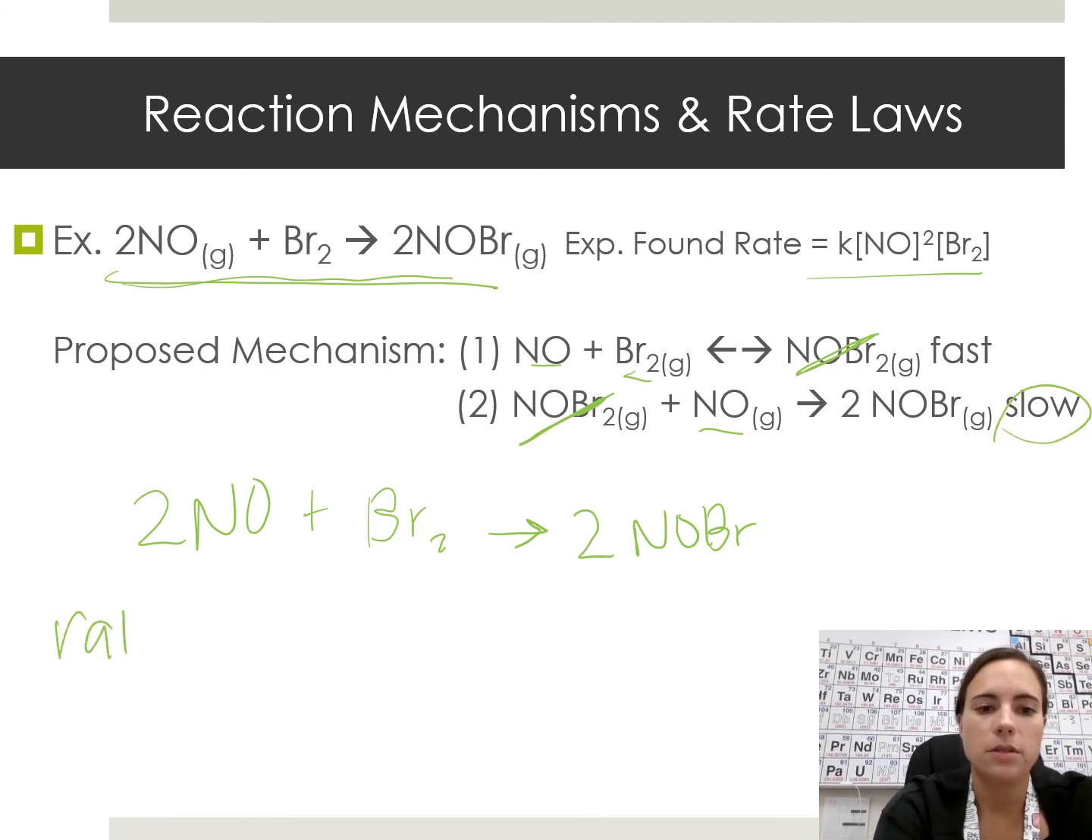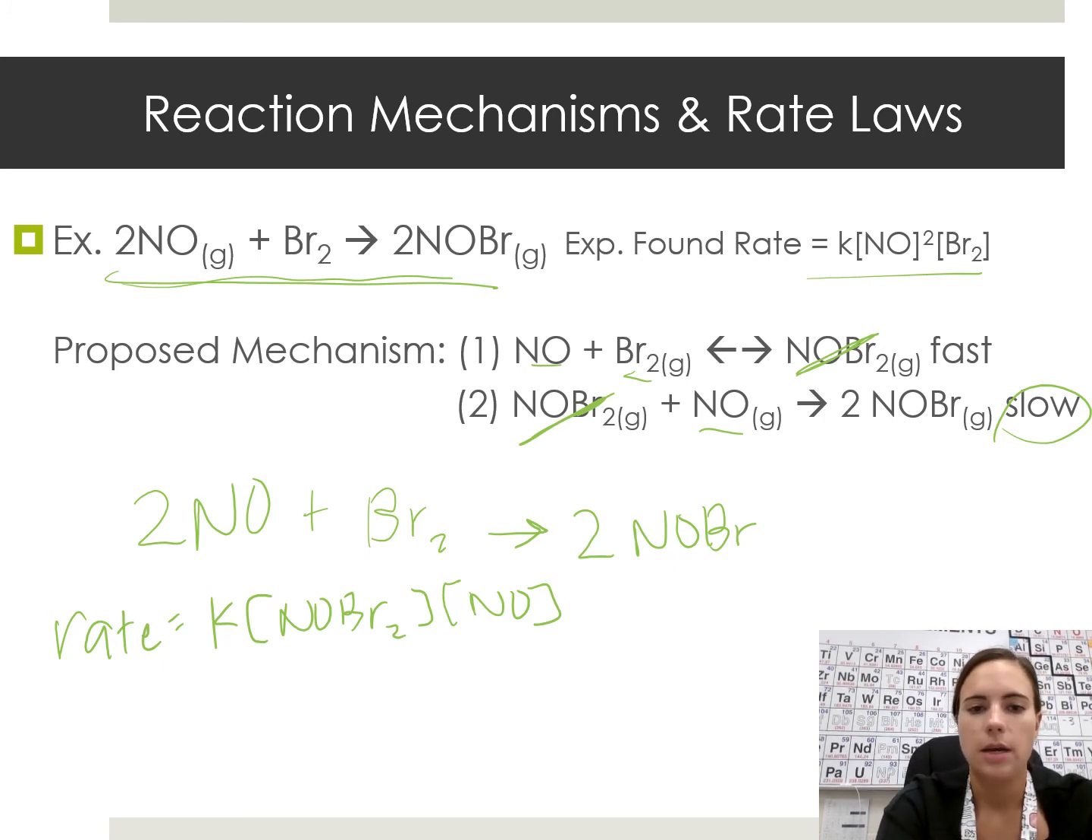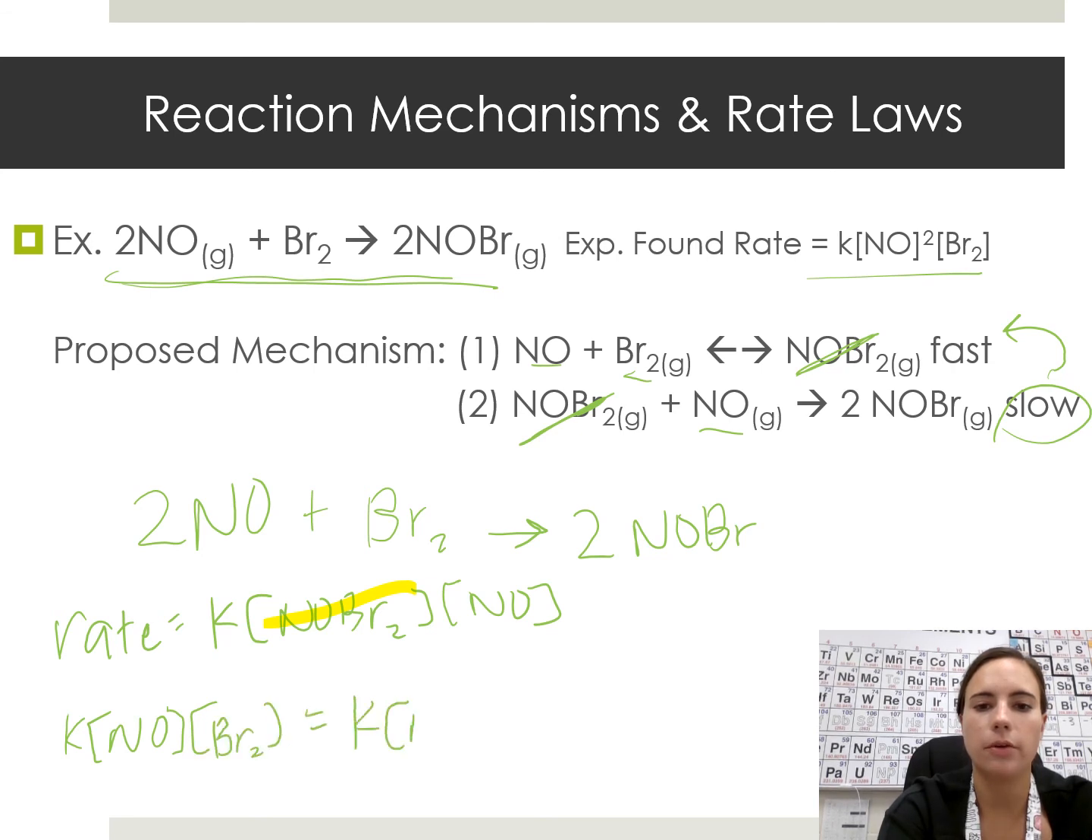Now I have to write my rate law based on the slow step. So based on the slow step, rate equals K times NOBr2 times NO. Well, we have the same issue that we had before when we said the slow step wasn't the first step, is that we have this intermediate and that can't be in my rate law. So I'm going to go to my previous one, write the rate law of the forward, and set that equal to the rate law of the reverse. These cancel out, so I have NOBr2 is equal to NO times Br2, and so I can plug that in.